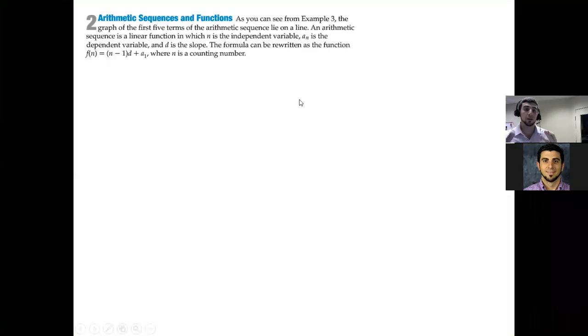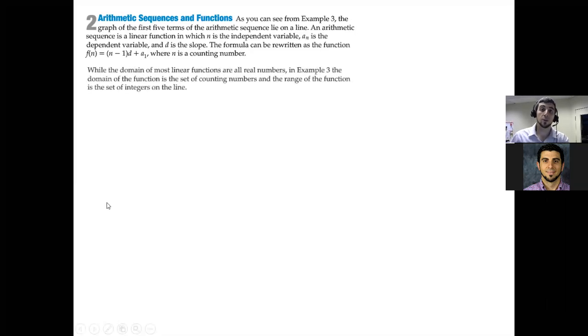Okay, so we're back. Arithmetic sequences and functions. As you could see from example 3, the graph of the first 5 terms of the arithmetic sequence lie on a line. An arithmetic sequence is a linear function in which n is the independent variable, so it's like the x, and a_n is the dependent variable, which is like y, and d is actually the slope, which is like m. So the formula can be rewritten as f(n) = (n - 1)d + a1, where n is a counting number.